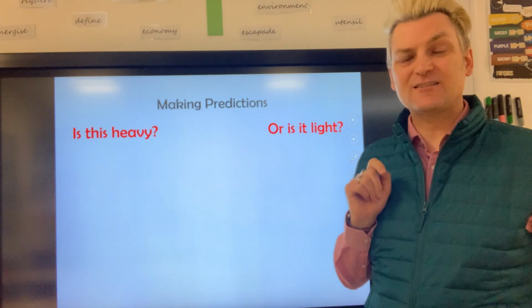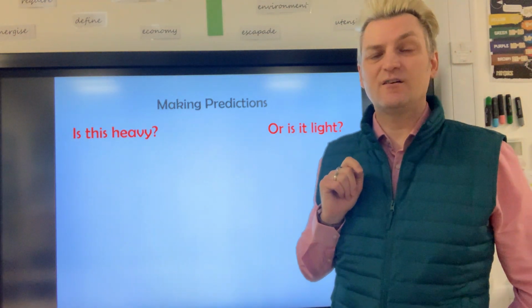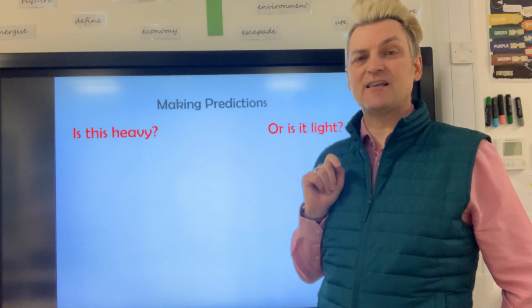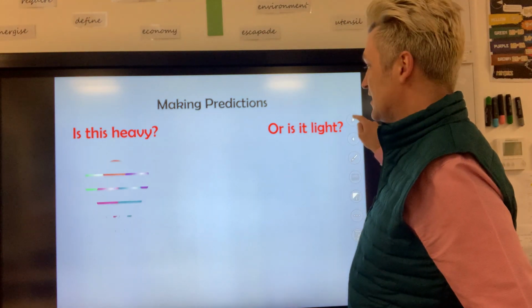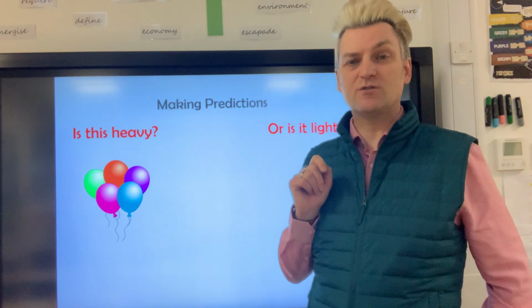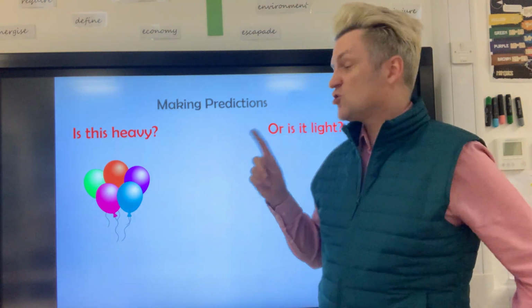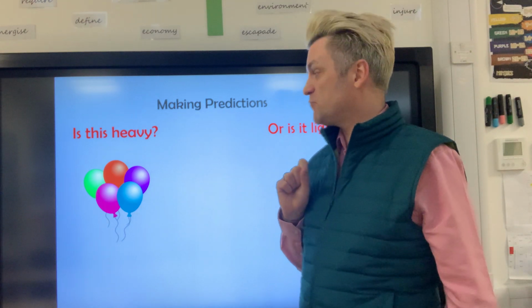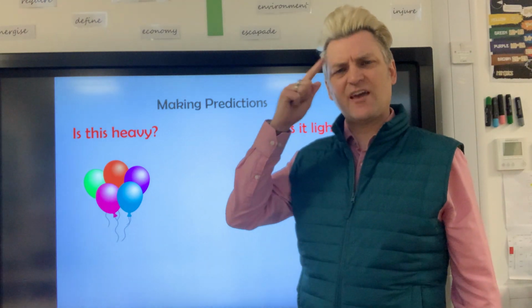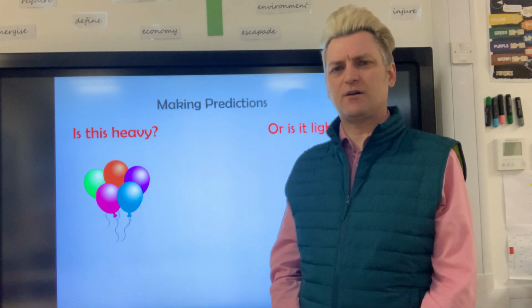Or is it light? That's what we're going to predict. We're predicting if something is heavy or if something is light. And here we have some balloons. Now I want you to imagine you might have some balloons at your house, so you're very lucky. But if you haven't, you're going to have to think about the last time when you had a balloon.